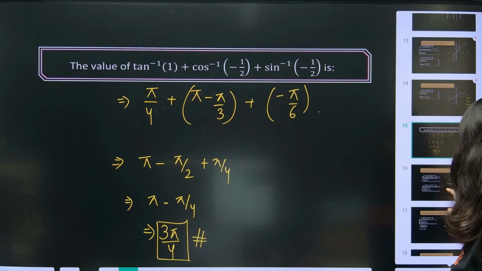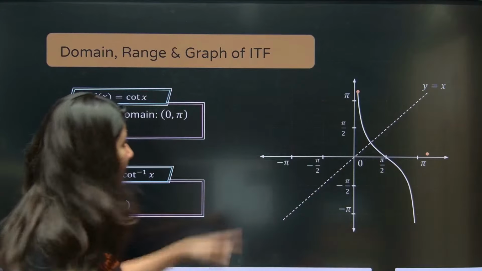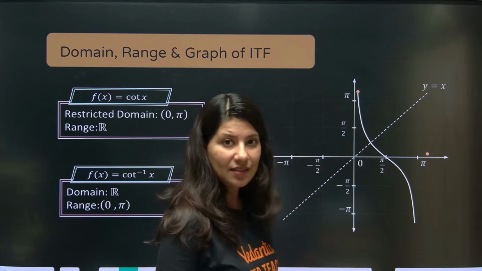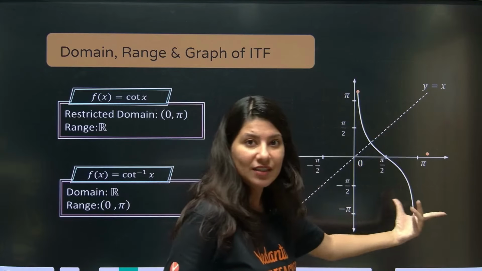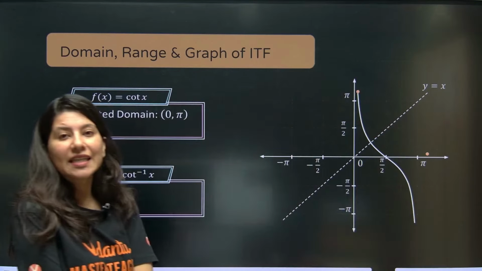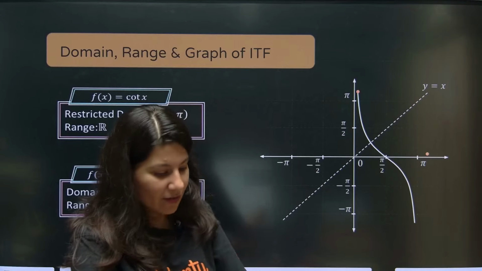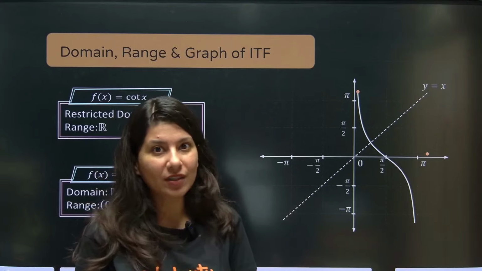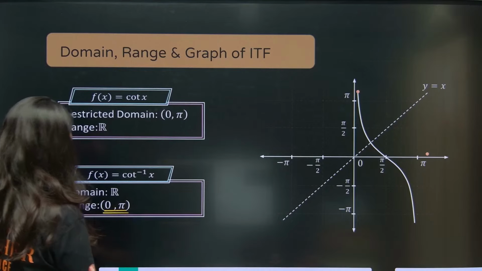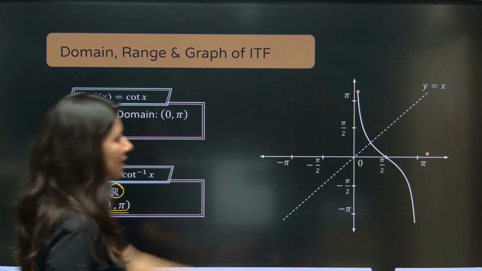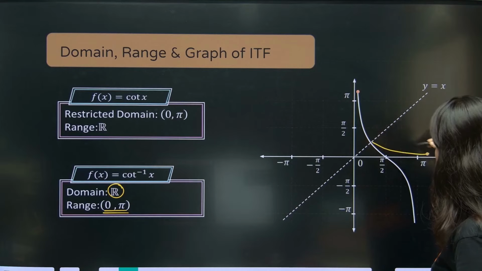Cot inverse x, ready? Ready for cot inverse x? So now cot inverse x graph. First of all, cot x graph. Cot x graph looks like this. At 0, cot 0 is infinity, cot pi is minus infinity. Here we are considering first and second quadrant, just like cos. Second quadrant, the range is same, cot inverse. And the domain is all real values. This is y equals x line. Now your graph will look like this.